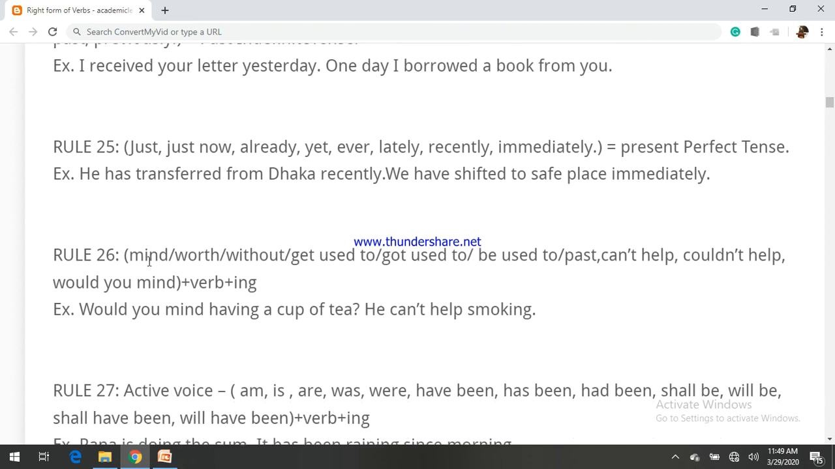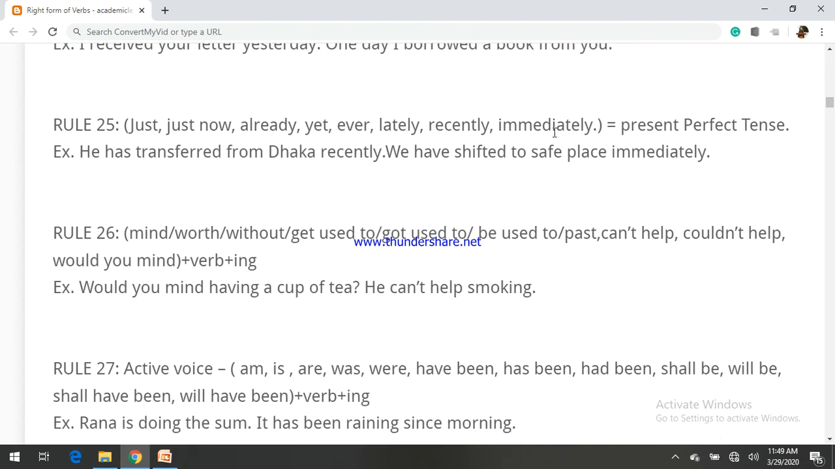Rule 25: just now, already, yet, ever, lately, recently, immediately. These are the tense markers for present perfect. Let's see: recently. As "recently" is the tense marker for present perfect, that's why subject plus have/has plus V3. He is the subject, so here the singular verb "has", and then the V3 of transfer is transferred. Another sentence: we have shifted to a safe place immediately. Immediately is the tense marker for present perfect tense. That's why subject plus have plus V3.